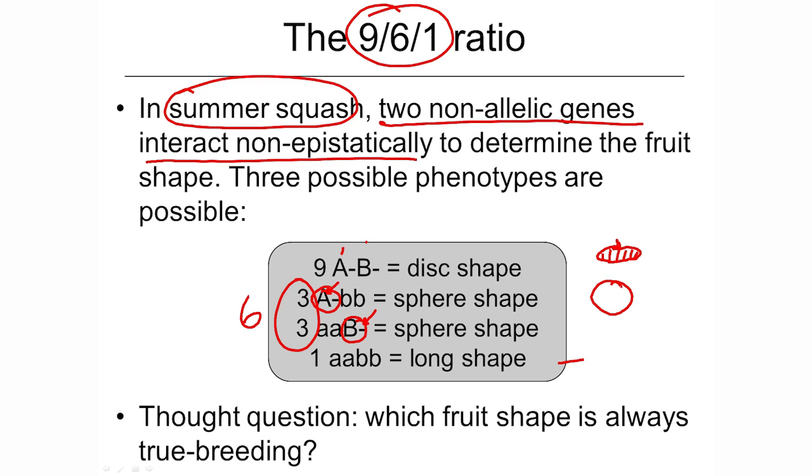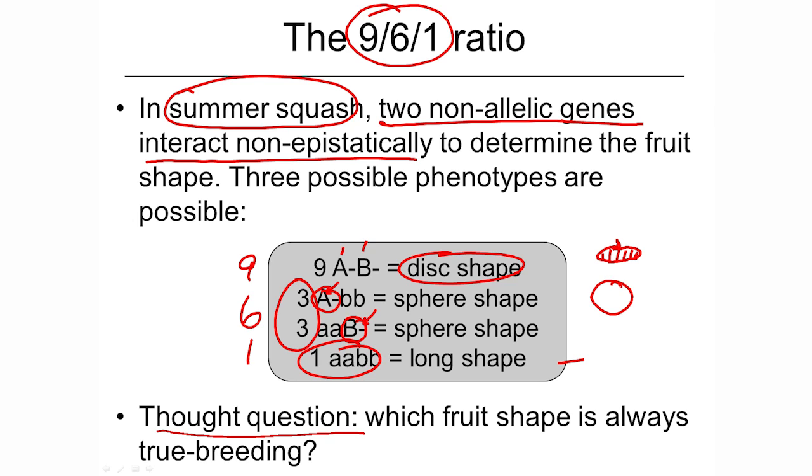If you have an A and a B, there's an implication that there's a double dose of this activity, and that's not clear why, but that makes the disk shape. So we've got 9 disk to 6 spheres, and only when none of these enzymes are present, you get the long shape. So it's 9 to 6 to 1. Now, I hope that that's clear. I'm not saying this works exactly like the chickens. This is an instance where the two enzymes are probably similar.